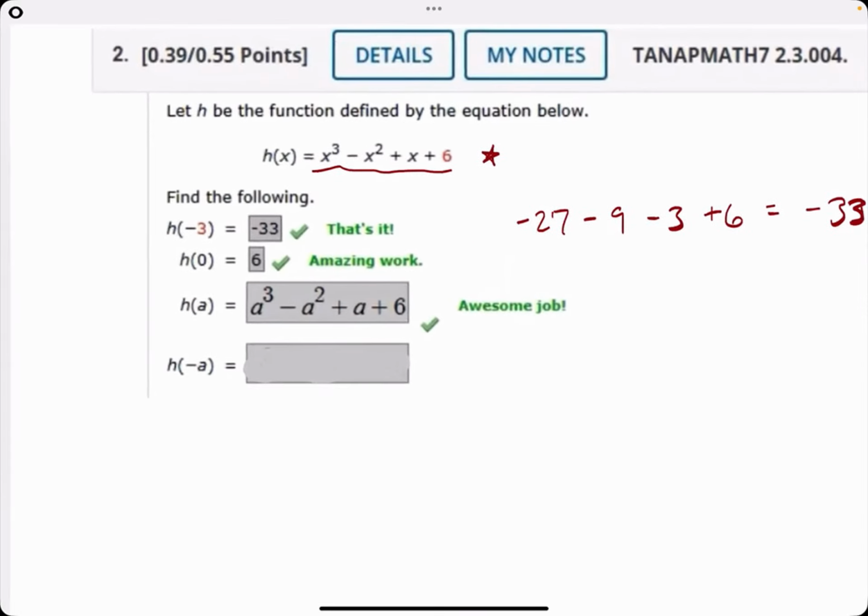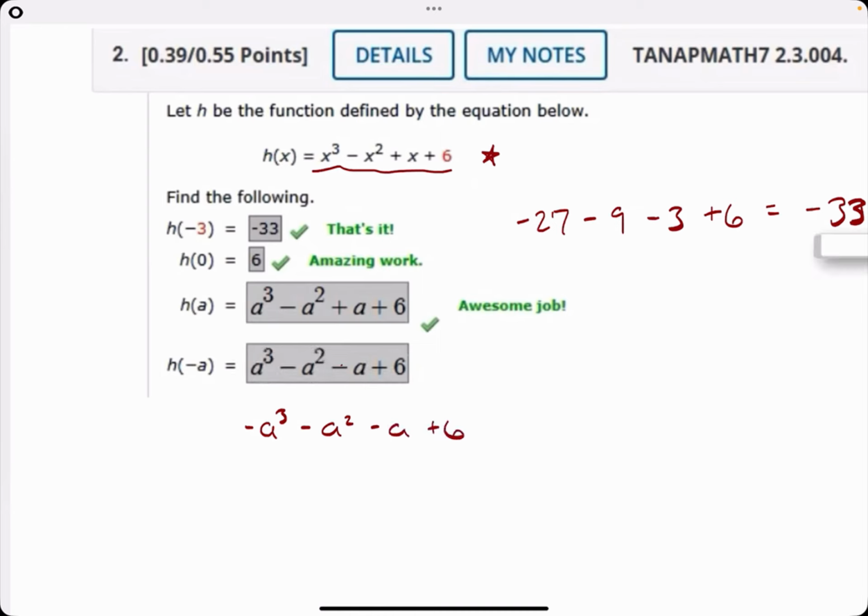And h of negative a, let's think about how this will affect it. So wherever we plug in a negative a, for all the odd exponents, it's going to keep them negative. If we plug in a negative a to the squared, to the even exponent, it's not going to change that term. So it's basically going to be negative a cubed, but then minus a squared, once we simplify it, and then minus a, and then plus 6.